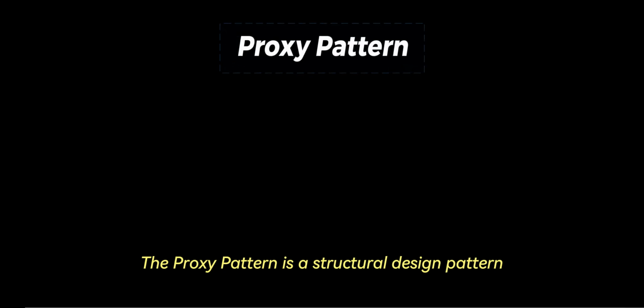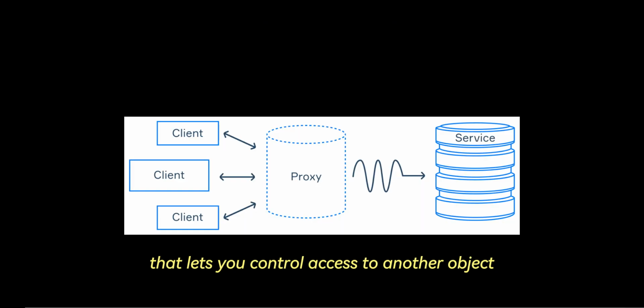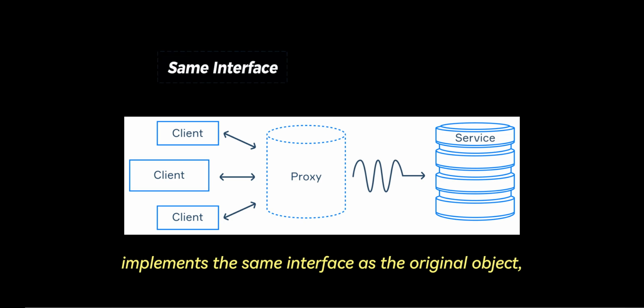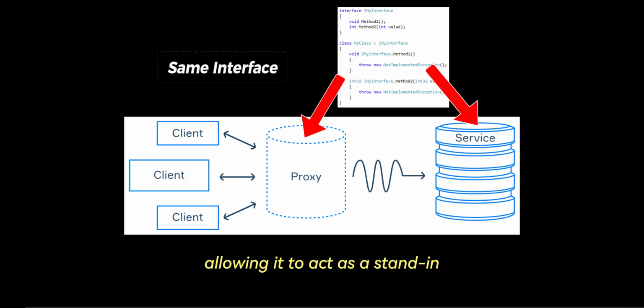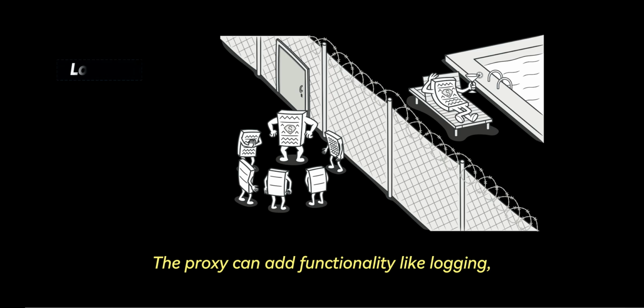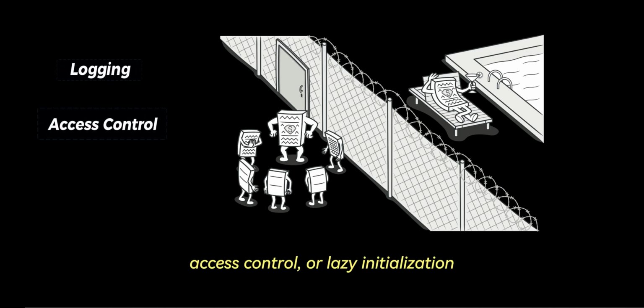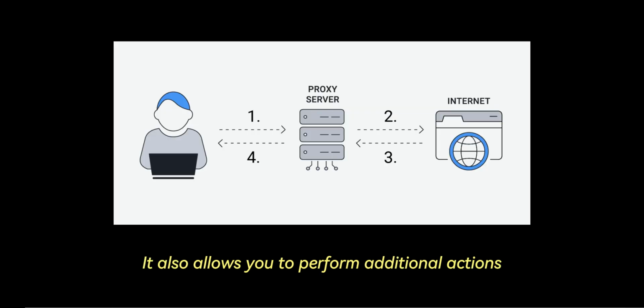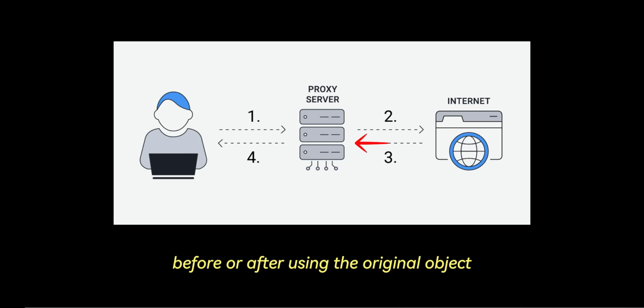The proxy pattern is a structural design pattern that lets you control access to another object by providing a substitute or intermediary. This proxy object implements the same interface as the original object, allowing it to act as a stand-in. The proxy can add functionality like logging, access control, or lazy initialization without modifying the original object. It also allows you to perform additional actions before or after using the original object, or delay its creation.